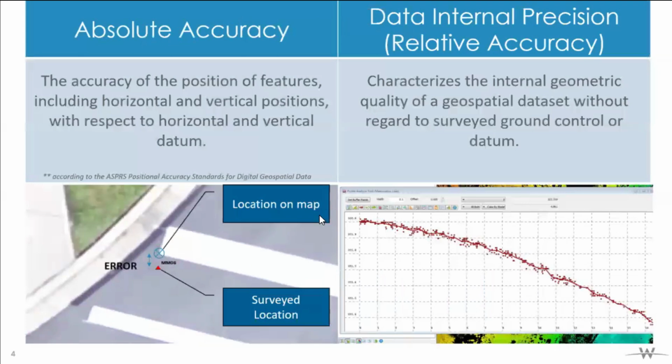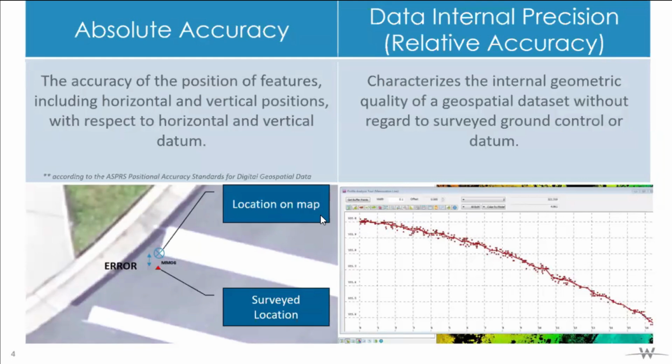So we'll talk again about absolute accuracy versus the relative accuracy, which we called before, now called data internal precision. On the left, absolute accuracy, that's when you measure the error difference: how far you are from the survey value, and we assume the survey value is representative of the true value. Remember, again, we cannot reach the true value. So our surveying technique will give us a kind of pseudo true value.